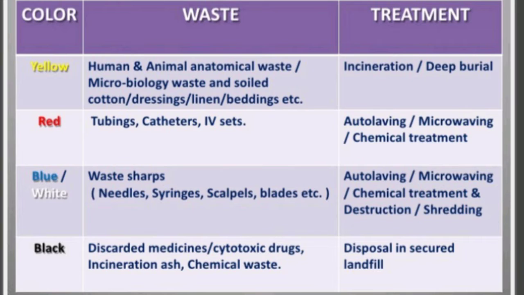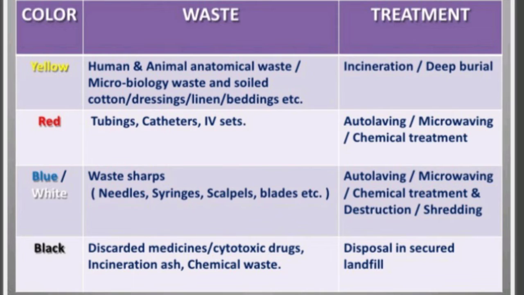Next comes the red color. Red color waste should be tubings, catheters and IV sets. Their treatment method should be autoclaving, microwaving and chemical treatment. And the waste bin with white or blue color should be kept for waste sharps, that is needles, syringes, scalpels, blades, etc. So all the sharp items should be kept in a blue or white container. And their treatment method is similar: autoclaving, microwaving, chemical treatment and destruction.